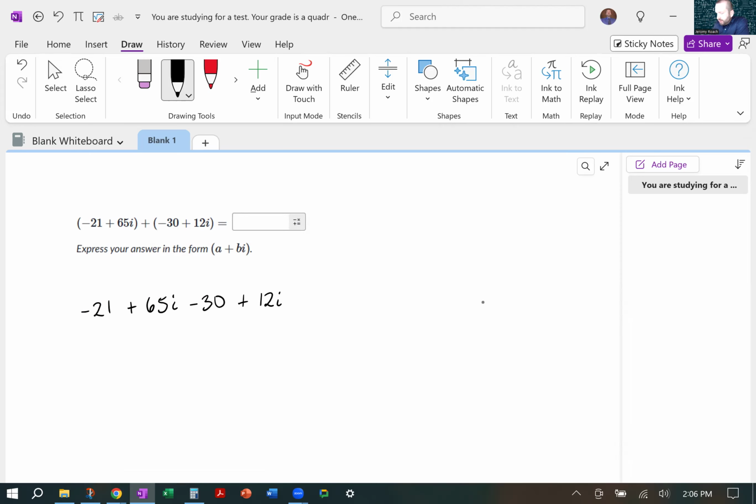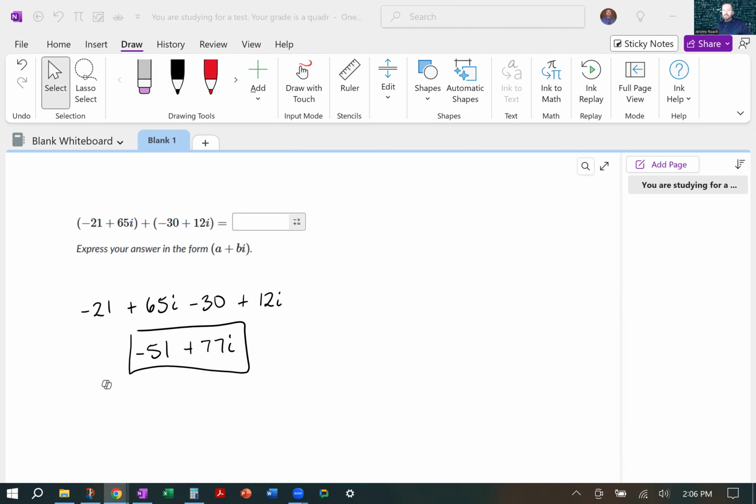So we're going to combine like terms. Negative 21 minus 30 is negative 51. 65 plus 12 is positive 77i. And that's our final answer. It wants us to express it a first, then the bi form. So the real and then the imaginary form. Negative 51 plus 77i. It's our final answer for that one. We're going to do one more.